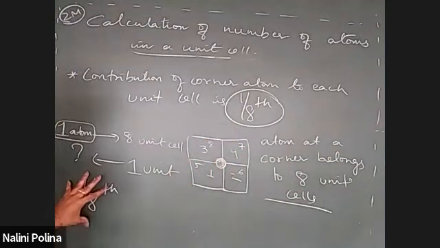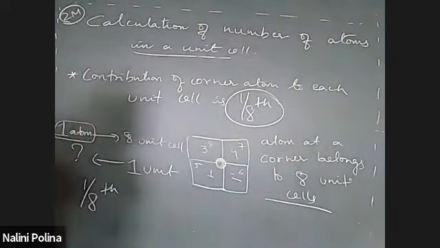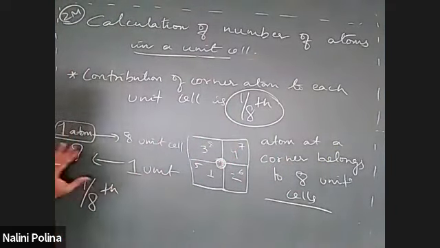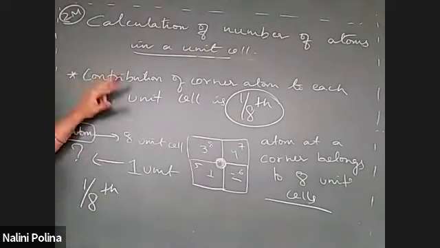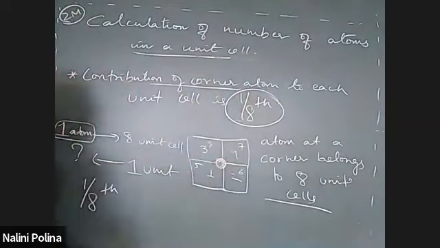Okay, so 1/8 of this atom belongs to per unit cell, right? So that's why I told you contribution of corner atom to each unit cell is 1/8.